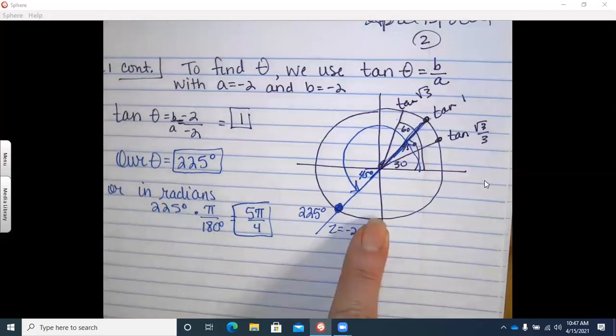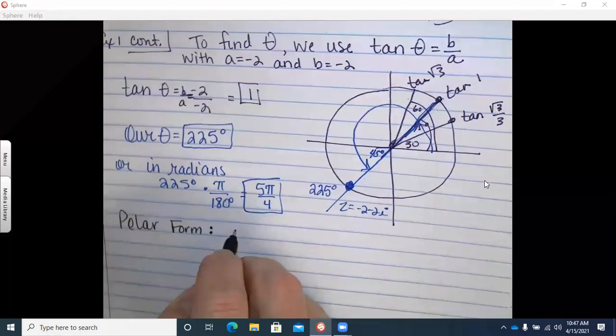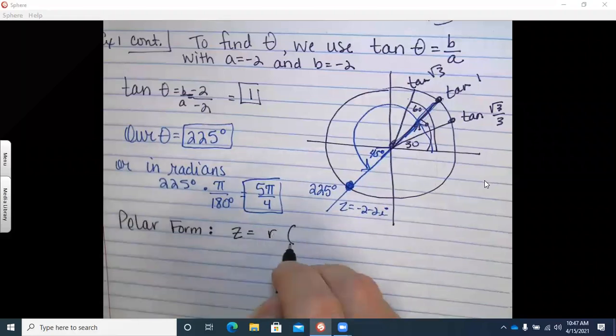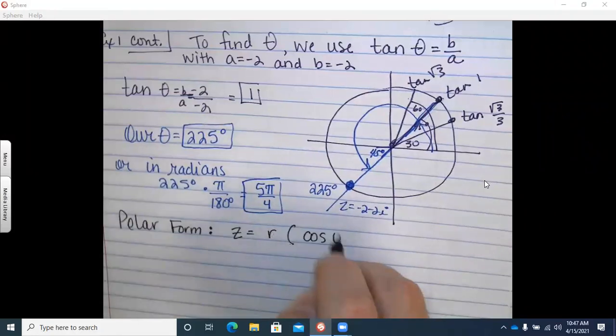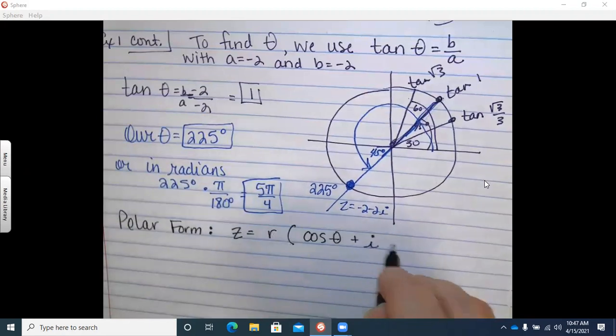So I believe we have everything we need to write in polar form. All we needed to know was the modulus, which we found, that's the R, and the argument, which we found was 225 degrees, or 5/4 pi in radians. All right, so just as a refresher, polar form is Z equals R, open parentheses, cosine of theta plus I times sine of theta.